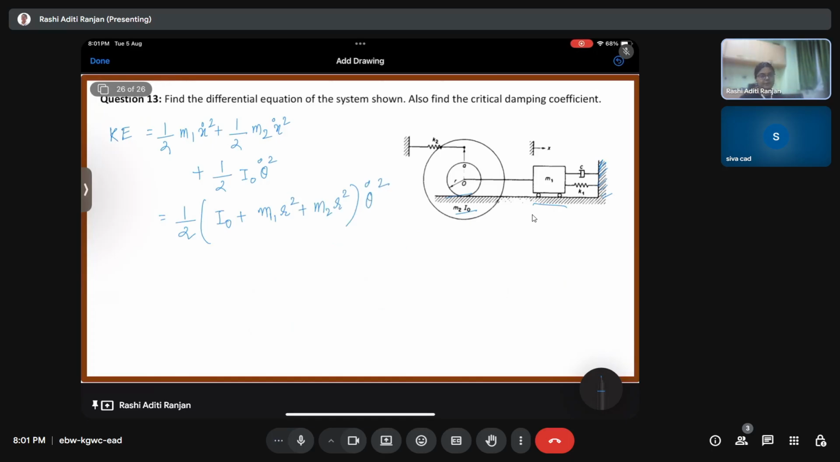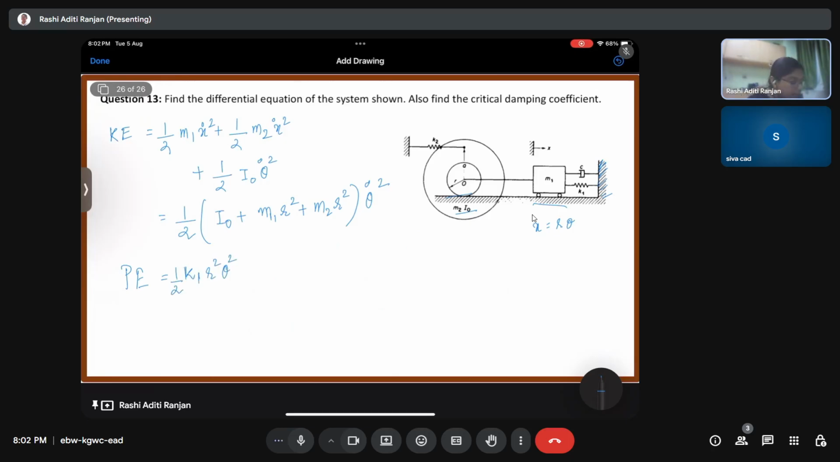Clear? This is the kinetic energy. Now let us talk about the potential energy. The potential energy of K1 is going to be because of the movement of x. We know that x is equal to r theta. So simply we are going to write it as half K1 r square theta square.